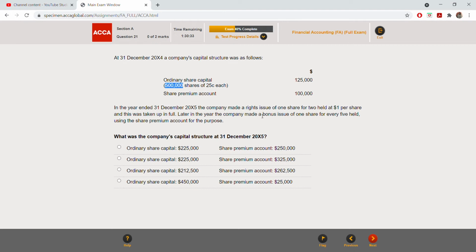Bonus issue will not affect the total share premium in the same way, because you are using it. You have to deduct that bonus issue, the 37,500 which you got for ordinary share capital, the same amount you need to deduct from share premium, because it says using the share premium account for this purpose. What purpose? For the bonus issue. You're issuing bonus using the share premium account. Deduct that 37,500. You'll be left with 250,000. So the correct answer is the first one.